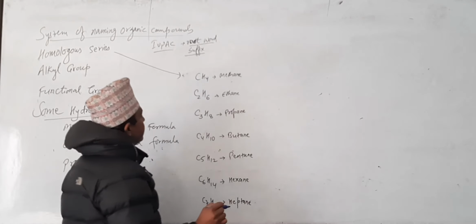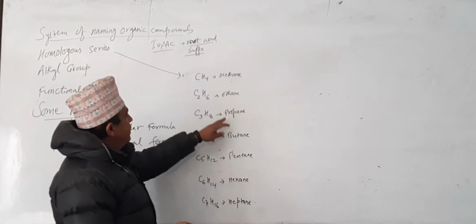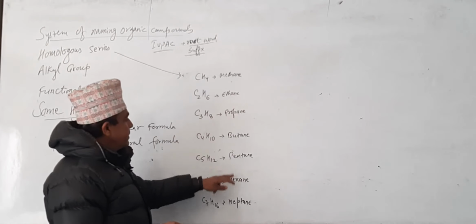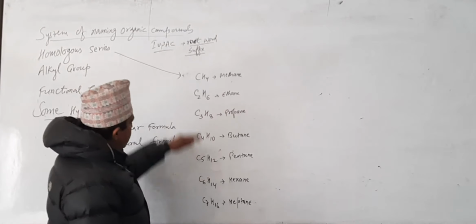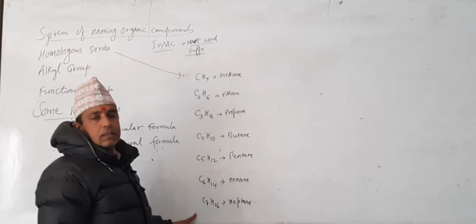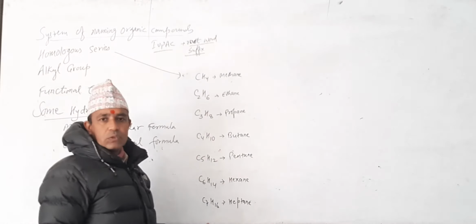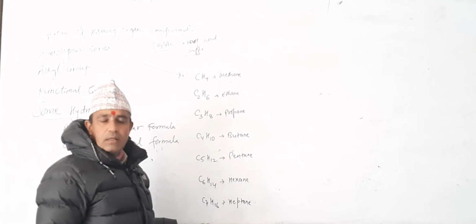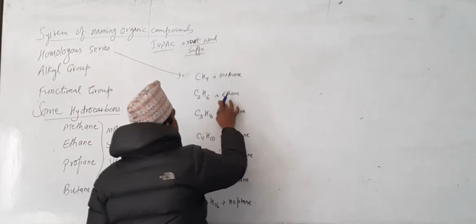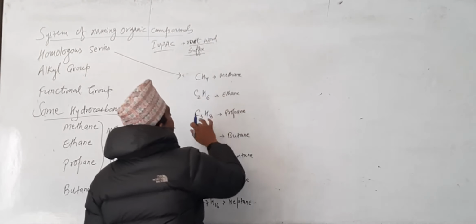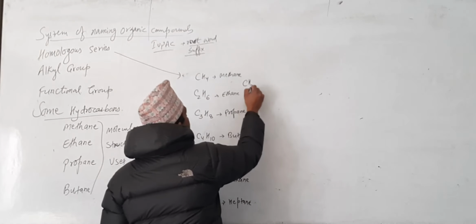What did I write here? Methane, ethane, propane, butane, pentane, hexane, heptane. These all are alkanes. So these are series of organic compounds. What are they? Series of organic compounds in which the successive members differ by CH2 group.